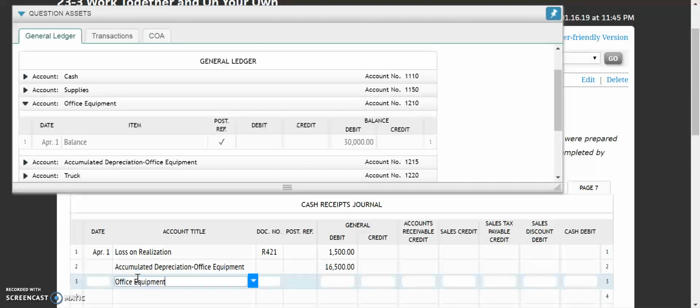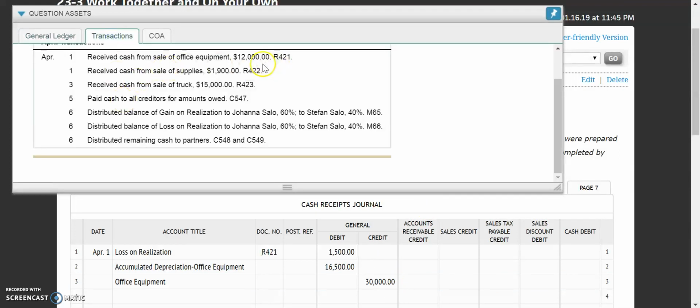Oops, that asset needs to be credited to get rid of it. So we're going to credit it for $30,000. And then the last step, or step 4, is to record the fact that we did receive $12,000 for that office equipment. So our cash debit is going to be $12,000. So hopefully that made sense.